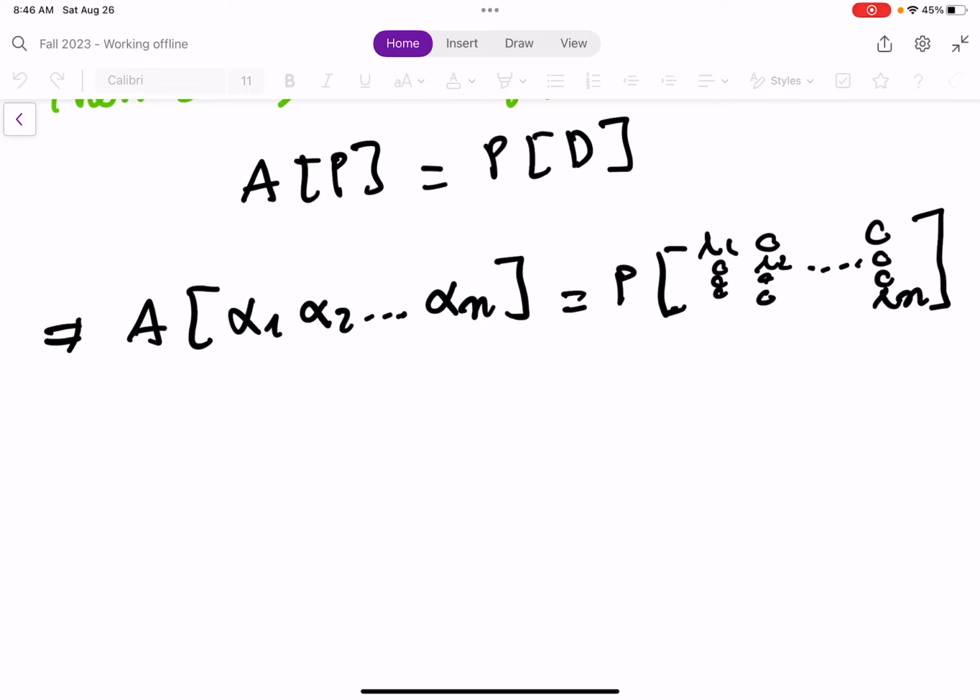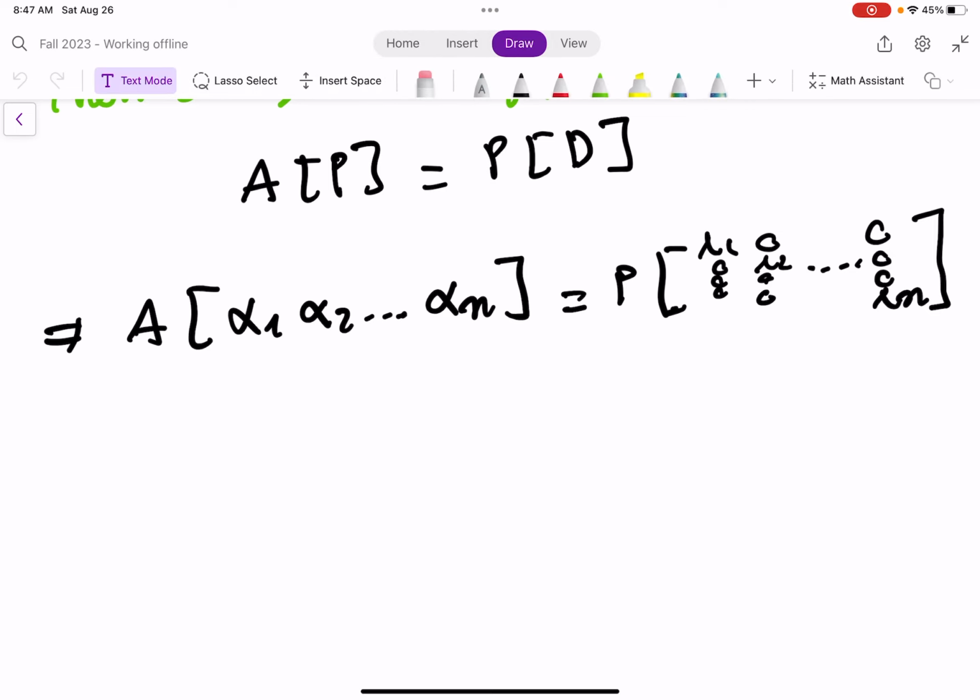We arrive at this expression right here, AP equals PD, and now we set P as a collection of column vectors alpha 1, alpha 2, alpha n. But we're quite not sure how we can express it. We're not sure what alpha is. We know it's there. So in this video, we're going to attempt to answer what alpha is.